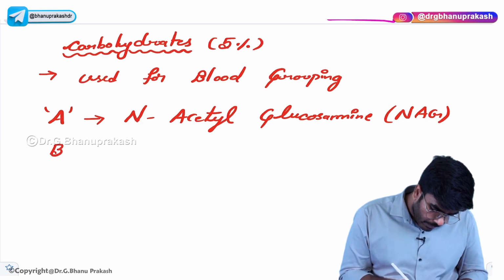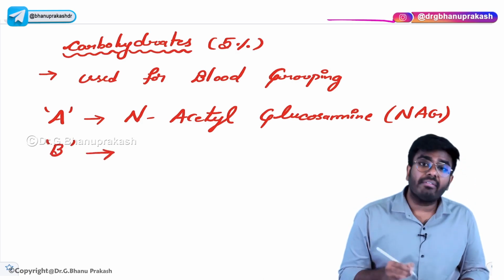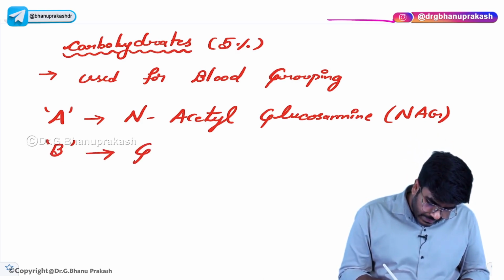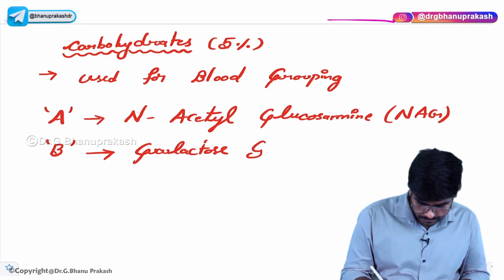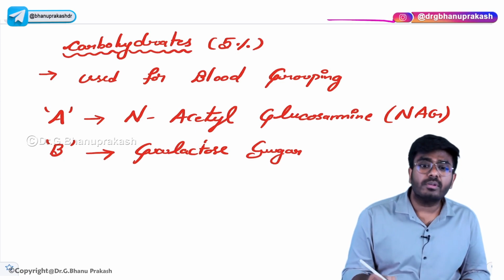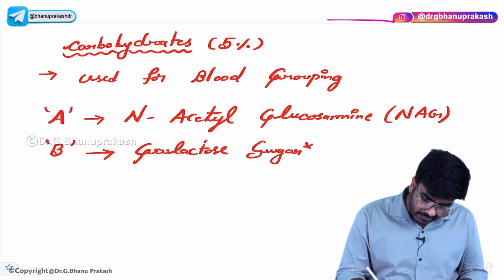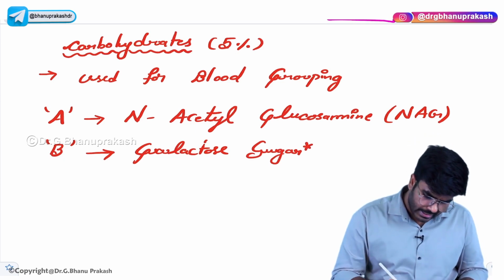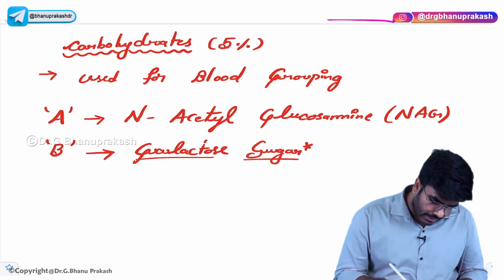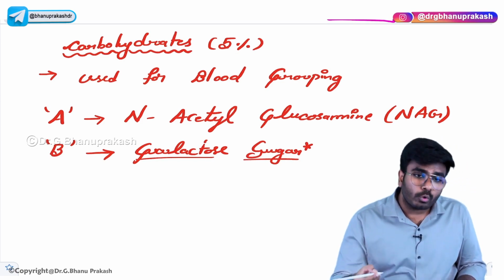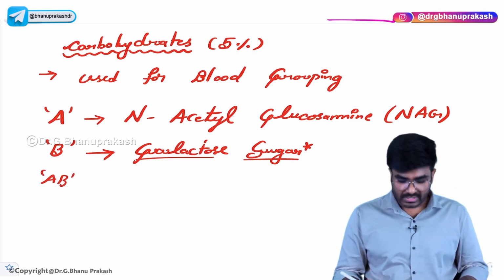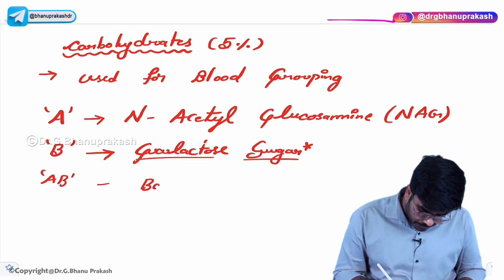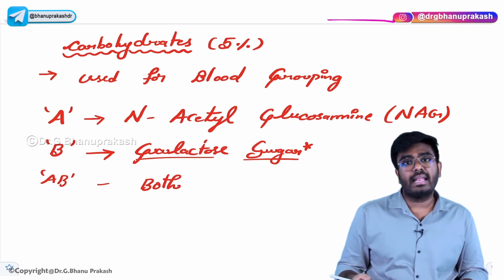And whenever the person has galactose sugar on the RBC surface, it's a sugar, right? Sugar means carbohydrate. Whenever galactose sugar is there, we can say the person has B blood group. Then what is AB blood group? An AB blood group person has both NAG as well as galactose sugar.